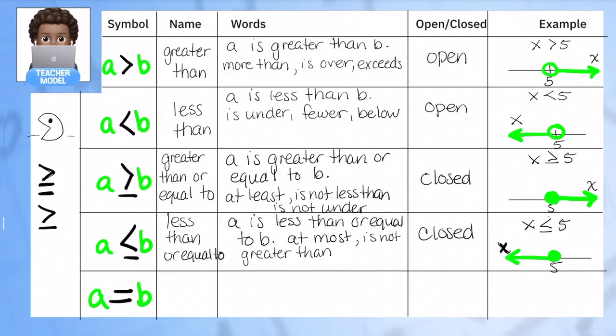All right, and the last one we just have is equal to. That one only goes for actual equations. And we know that it just says A is equal to B. So exactly B.